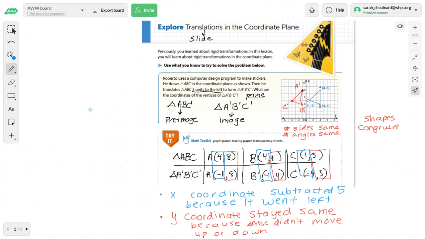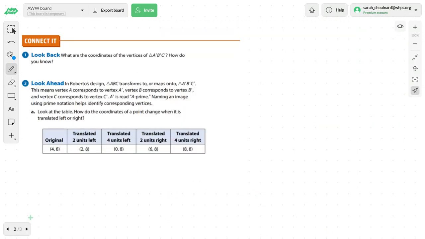So let's look at page 18. Flip over to page 18 and let's try to come up with a generic rule for this.